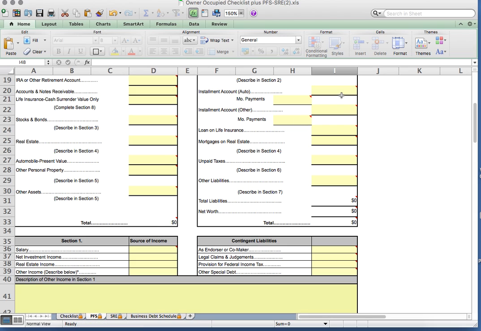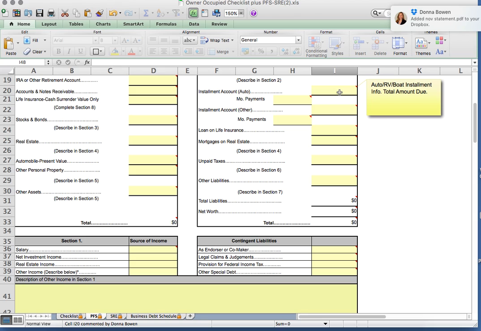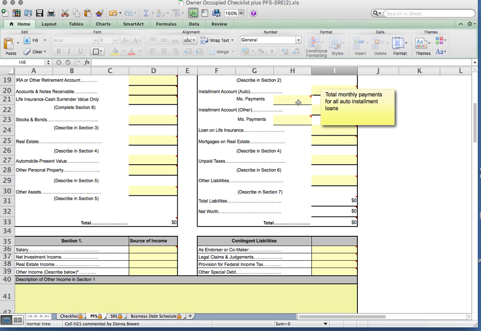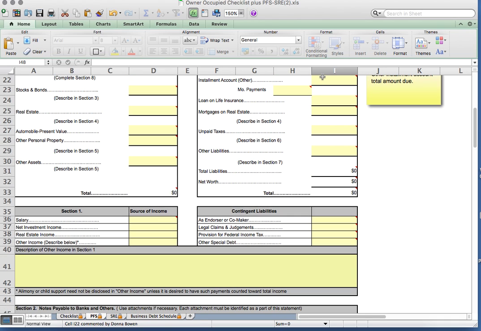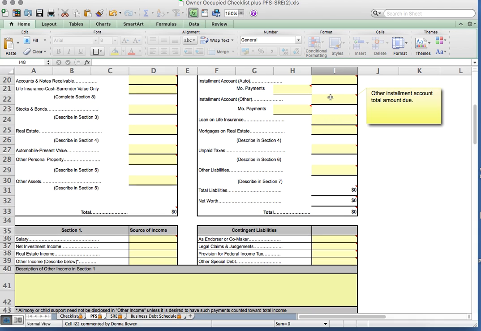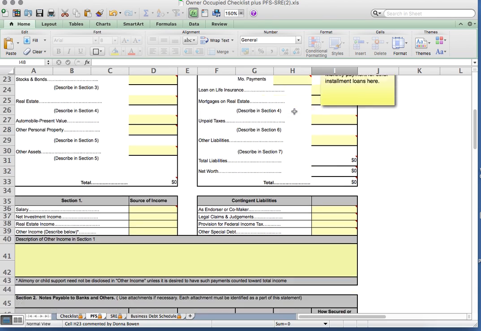Here you're going to say, is there a loan against your auto or RV or boat? And you'll put that amount there. You will put the actual monthly payments in this box right here so we can identify the cash flow. Installment, again, if this is other installments that are due outside of an automotive vehicle, you'll put this here, and then you will also put the monthly payments here as well.